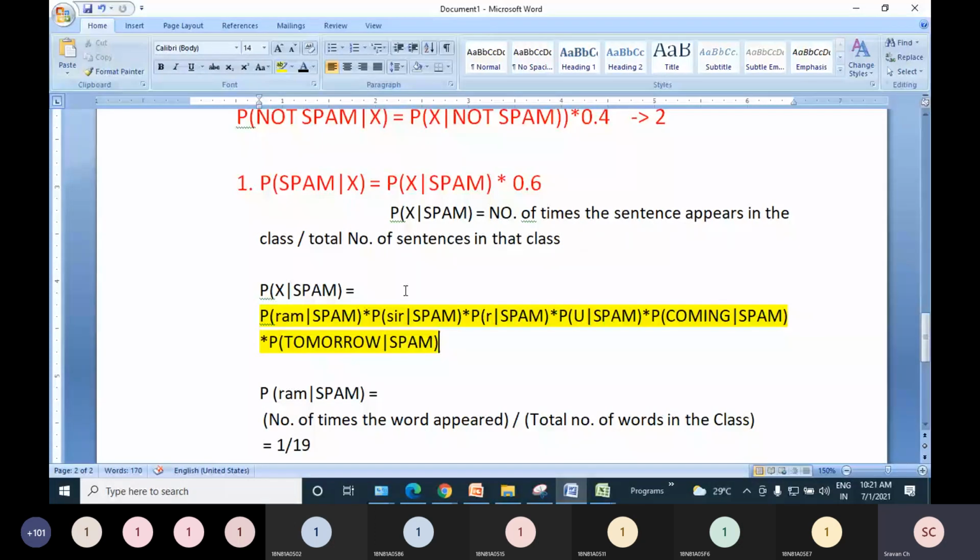And when P of x given spam is zero, this will be multiplied with 0.6, which is again a zero, and our equation 1 will become zero. If equation 1 is zero, I cannot tell whether the new email is a spam email or not spam email. So I should have probabilities somewhere between 0 and 1. It can't be 0. So I hope you understood the problem now. These components can't be 0. So that is the problem.